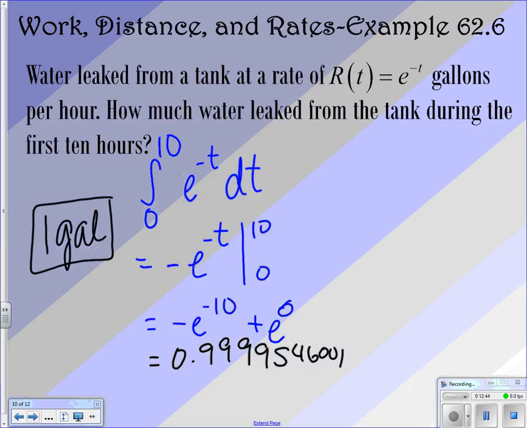So that's how you can use work, distance, and rates with your calculus. You just set up your endpoints, and you're going to integrate whatever function they give you to figure out how much work you did, how far you traveled, or how much water leaked from a tank, for instance. So hopefully that helps you a little bit with that concept.